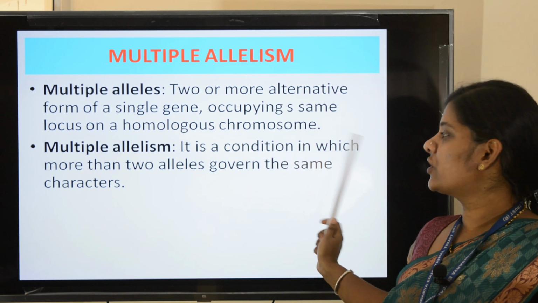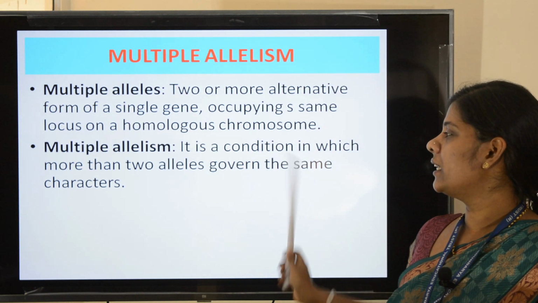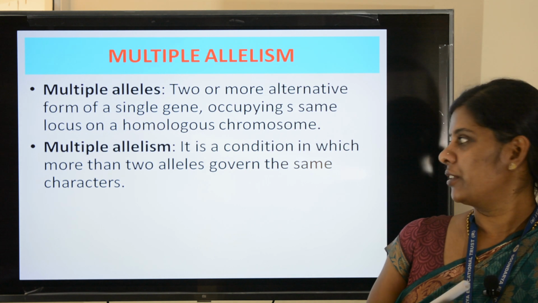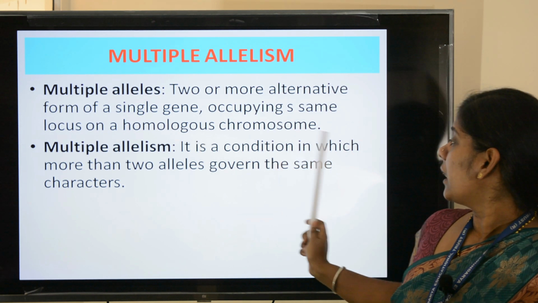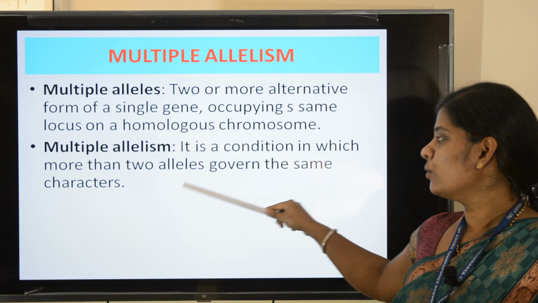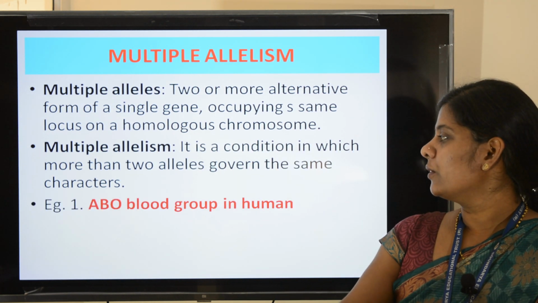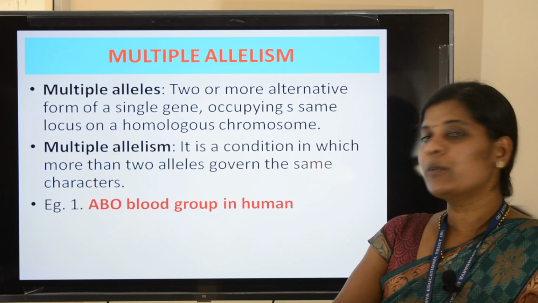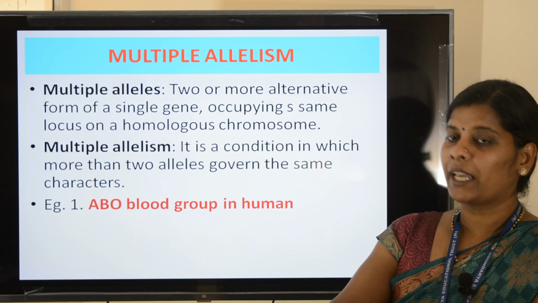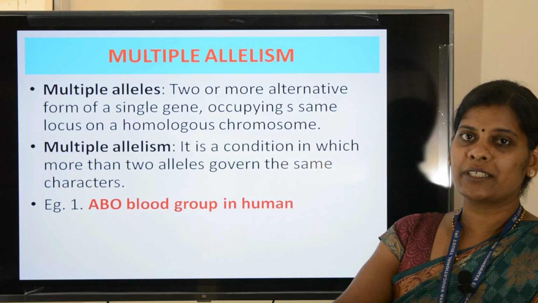It is a condition in which more than two alleles govern the same character. So the example is the ABO blood group system in humans.